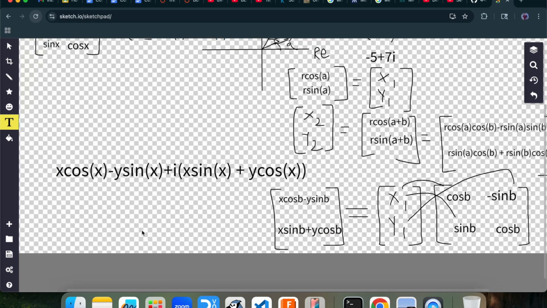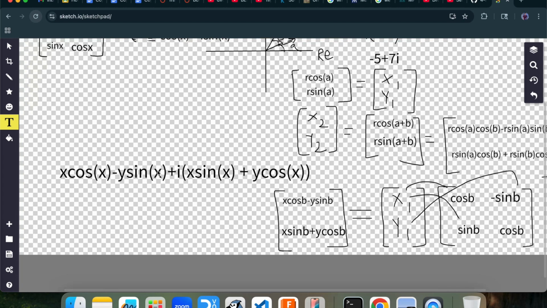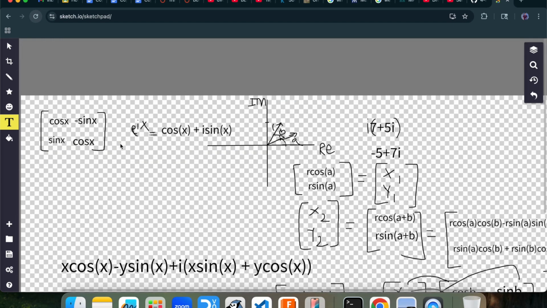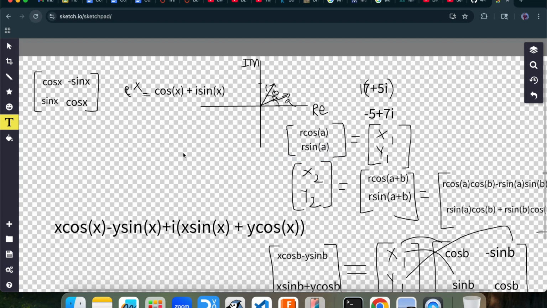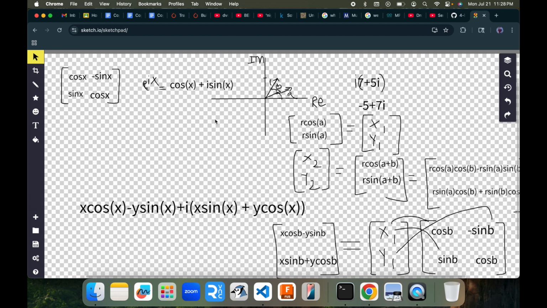And then if you actually take a look here, x cosine b minus y sine b, and then x sine b plus y cosine b. So yeah, they match. And that's the rotation matrix, the 2D rotation matrix. And yeah, that's basically it. That's another way you could do it. Okay, I forgot, but another way you could do it is using the polar form.